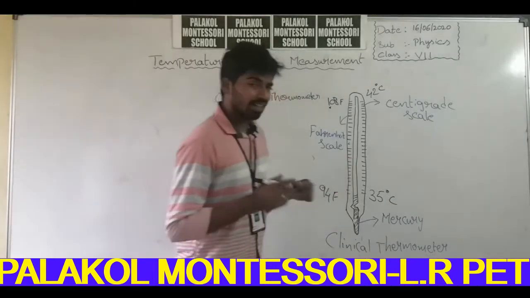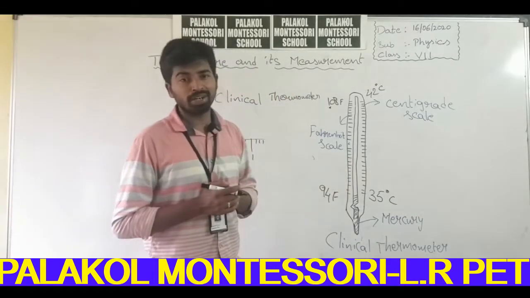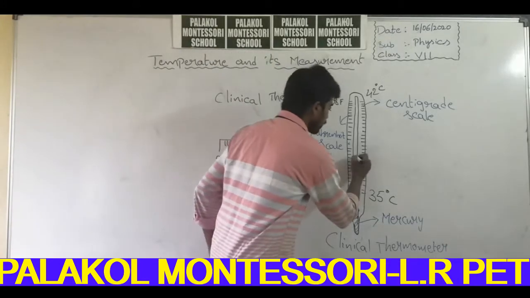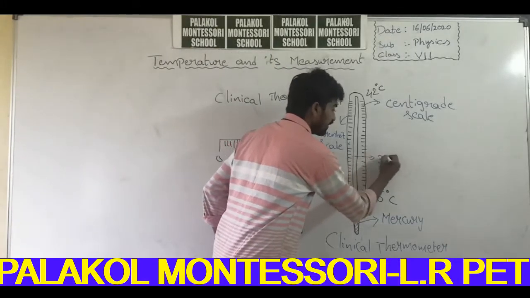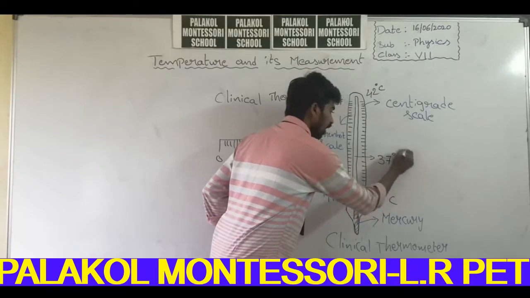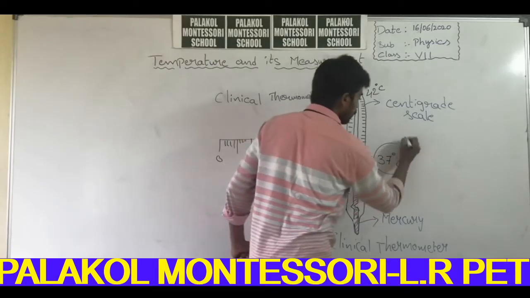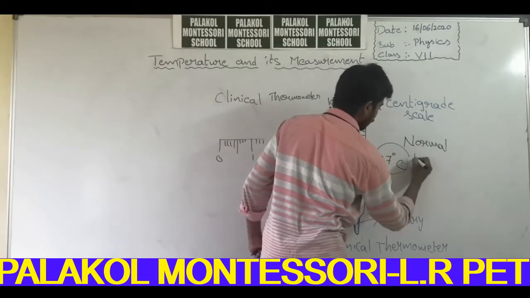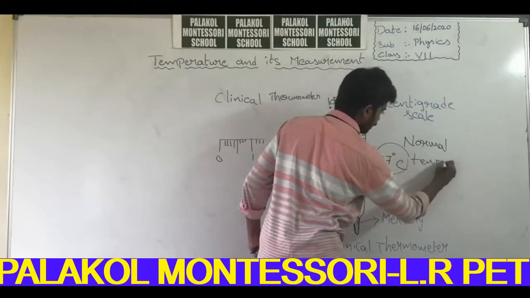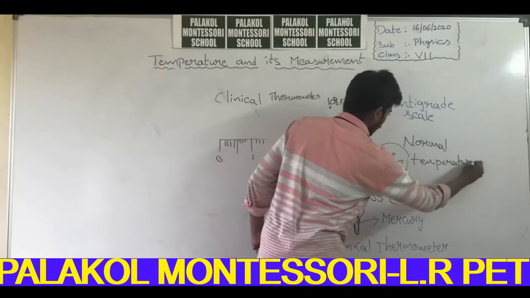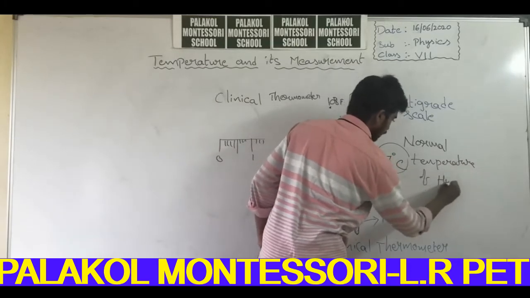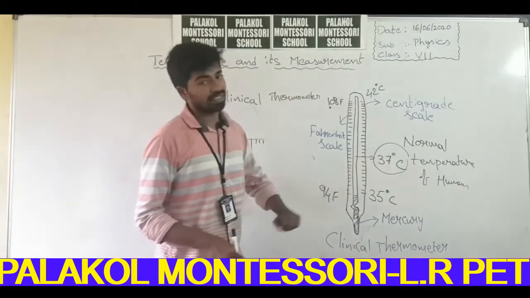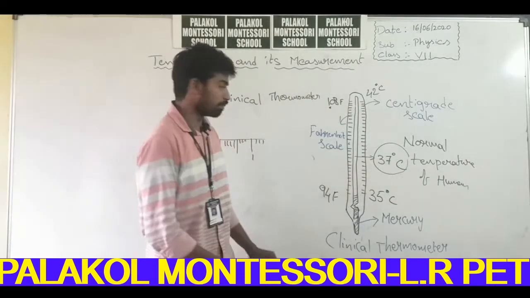So, what is the normal temperature of the human body? The normal temperature of the human body is 37 degrees centigrade. What is the normal temperature of human body? That is 37 degrees centigrade. So, remember this value, it is very important.